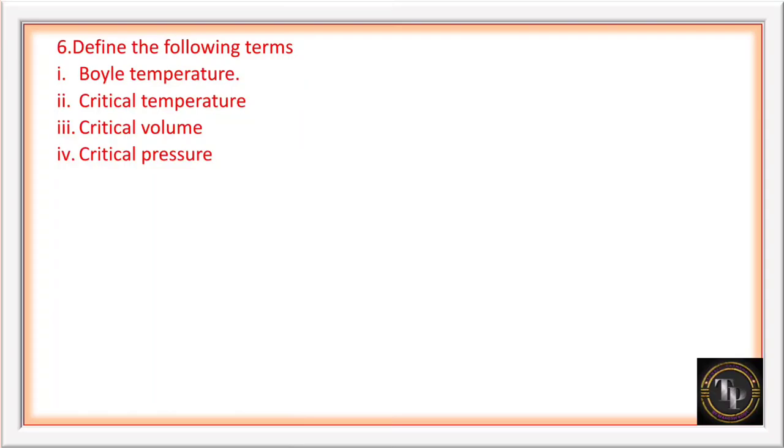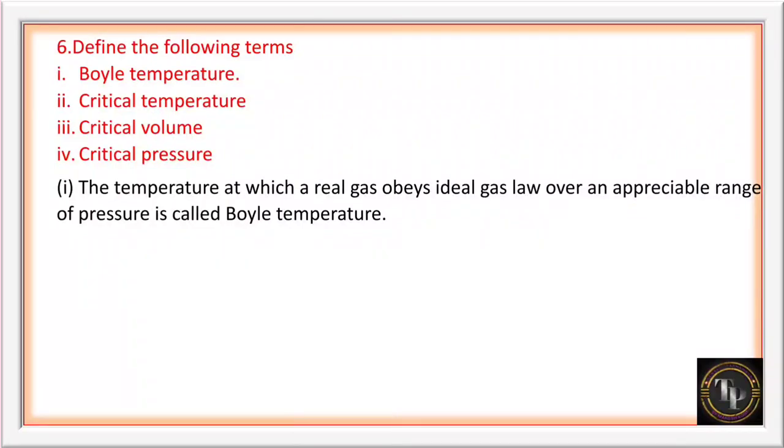Last question. Define the following terms: Boyle temperature, critical temperature, critical volume, critical pressure. We'll start one by one. What is Boyle temperature? The temperature at which a real gas obeys ideal gas laws over an appreciable range of pressure is called the Boyle temperature.